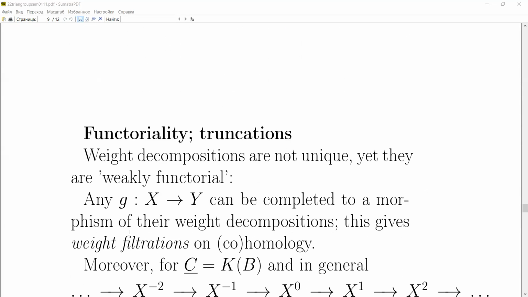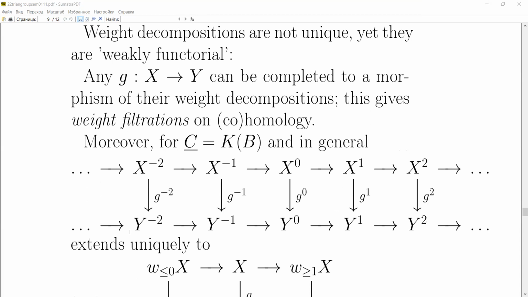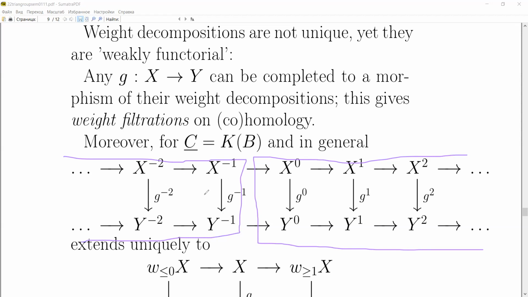Now I will try to explain how you prove something. So the first observation is that if you have two objects, say X and Y, and you have their weight decompositions, then any morphism between these objects extends to morphisms between these decompositions. This extension is not unique. It's very easy to explain. So you just truncate here, and this collection of arrows will give you the corresponding morphisms between decompositions, and these arrows will give the complementary morphism.